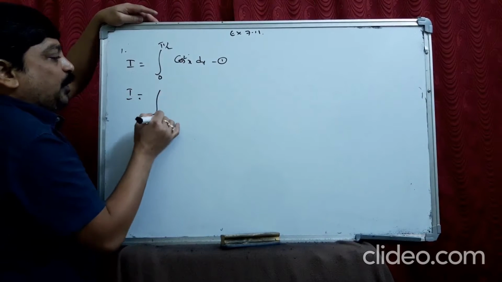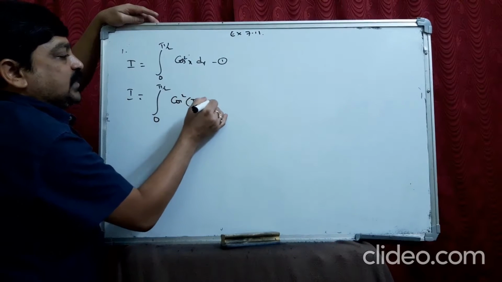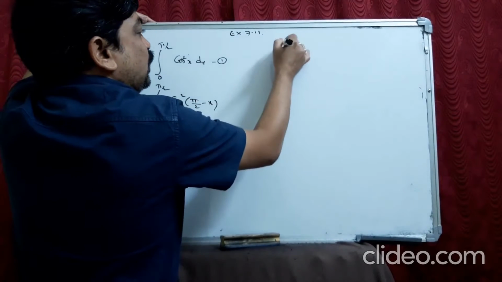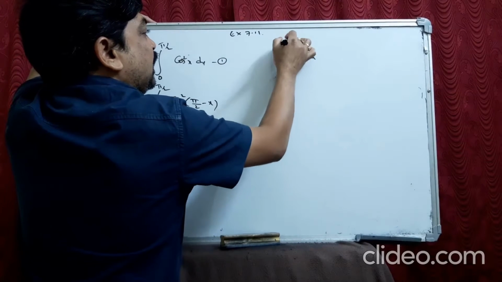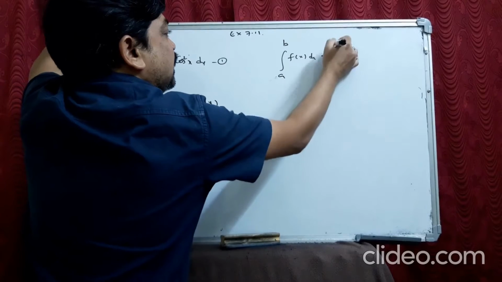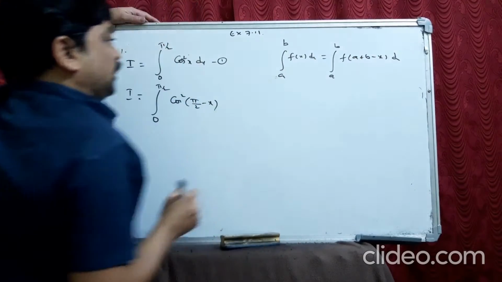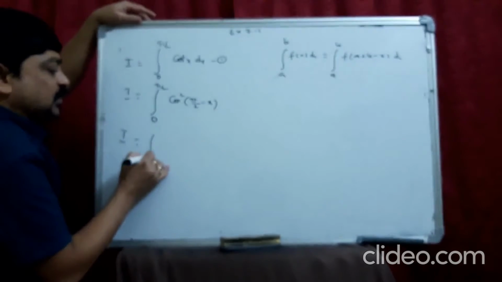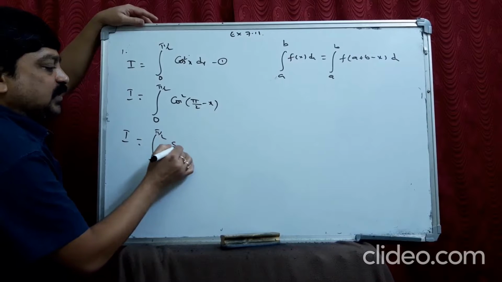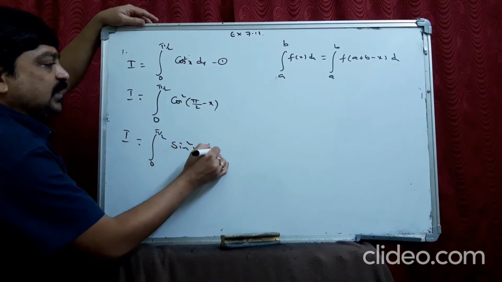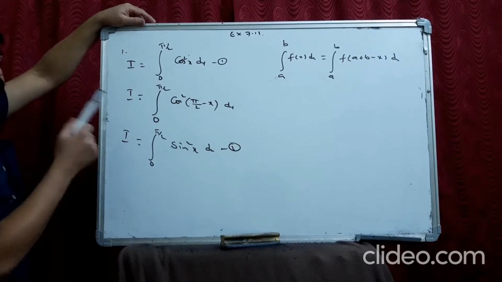Now I'll apply the property with cos square of (pi by 2 minus x). The property is that the integral from a to b of f(x) dx can be taken as the integral from a to b of f(a plus b minus x) dx. So it becomes the integral from 0 to pi by 2 of cos square (pi by 2 minus x), which becomes sin square x dx. This is 2. One is cos square and one is sin square.